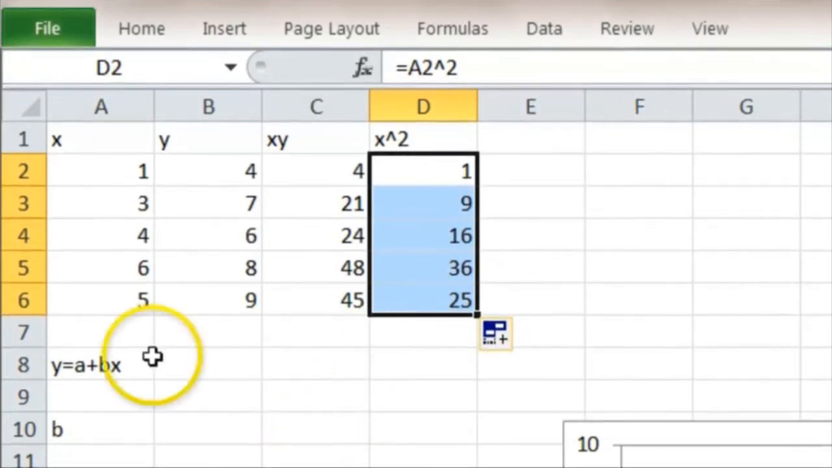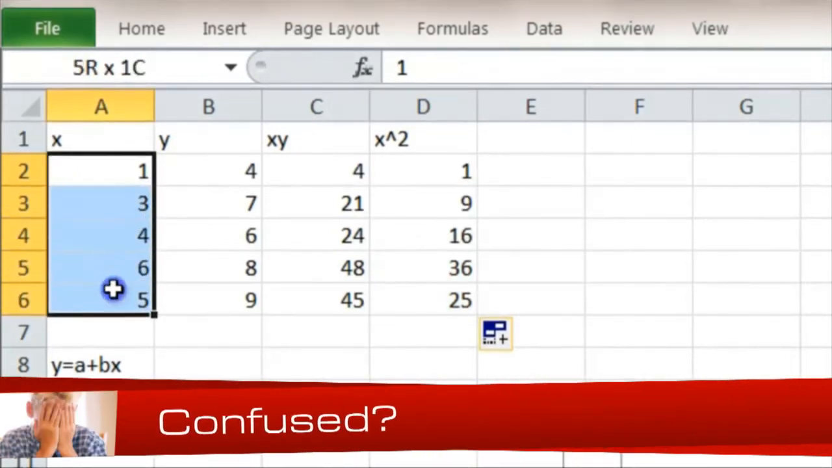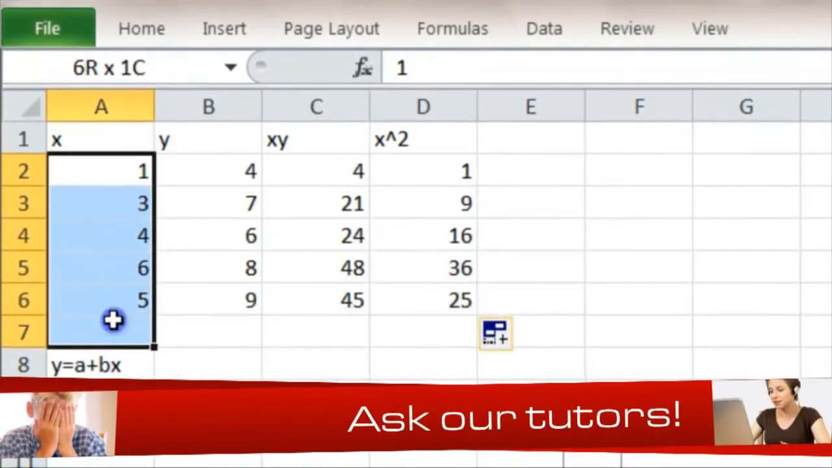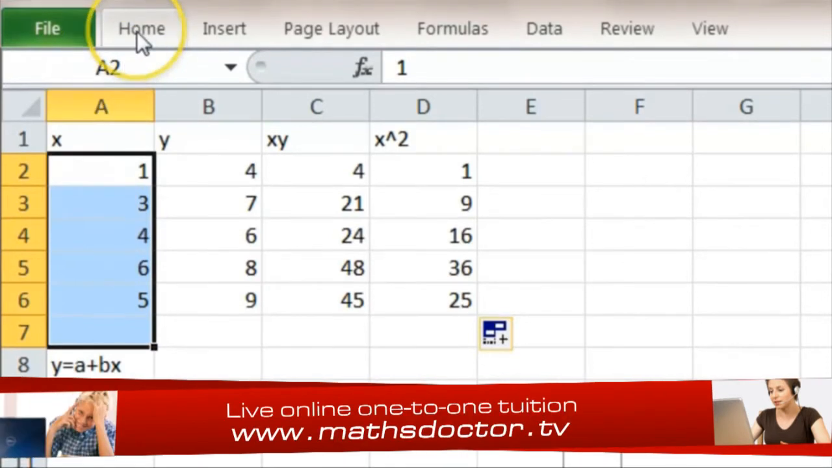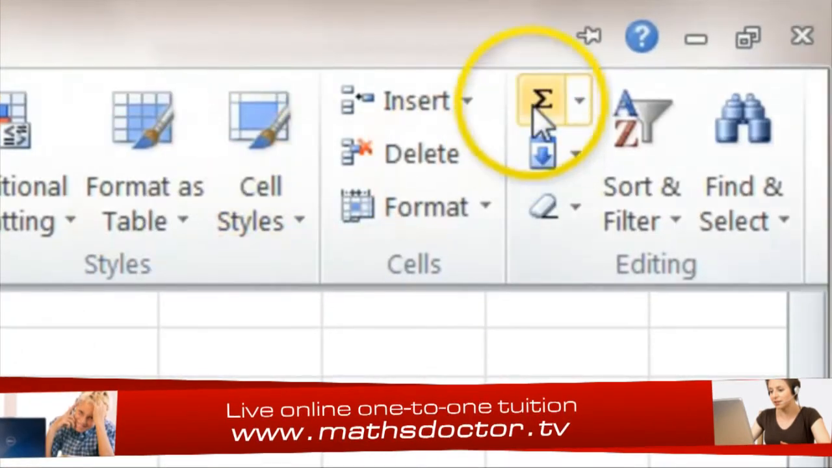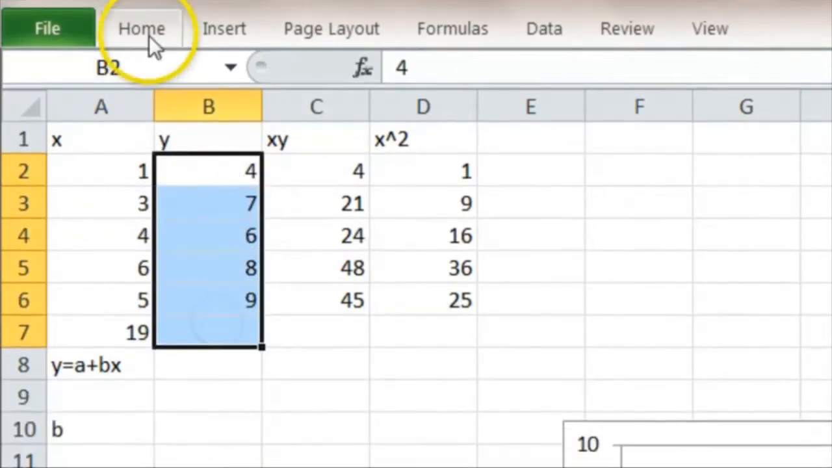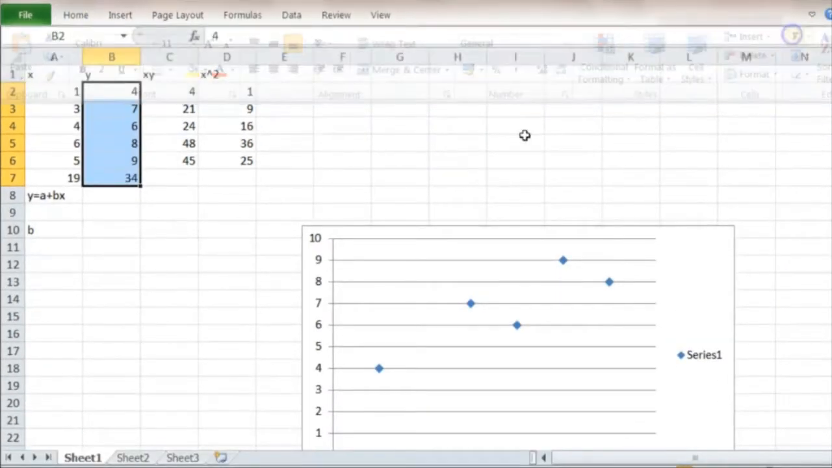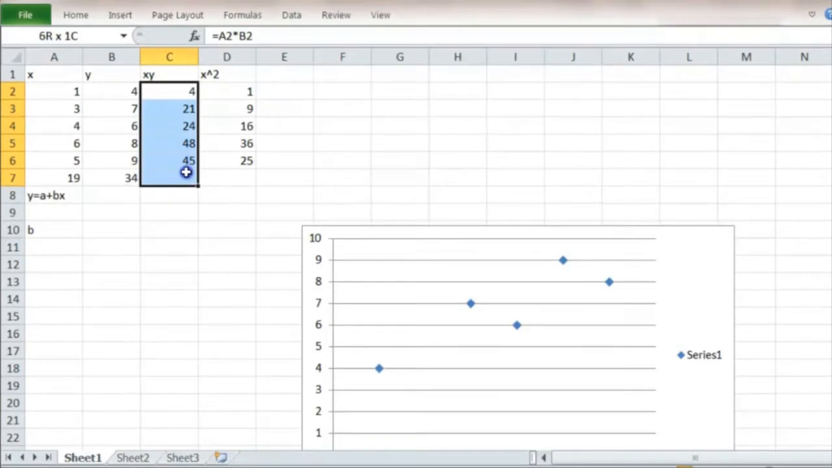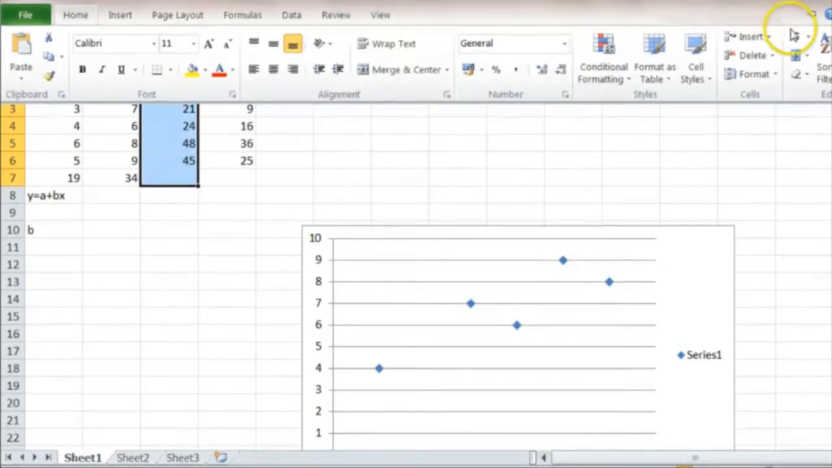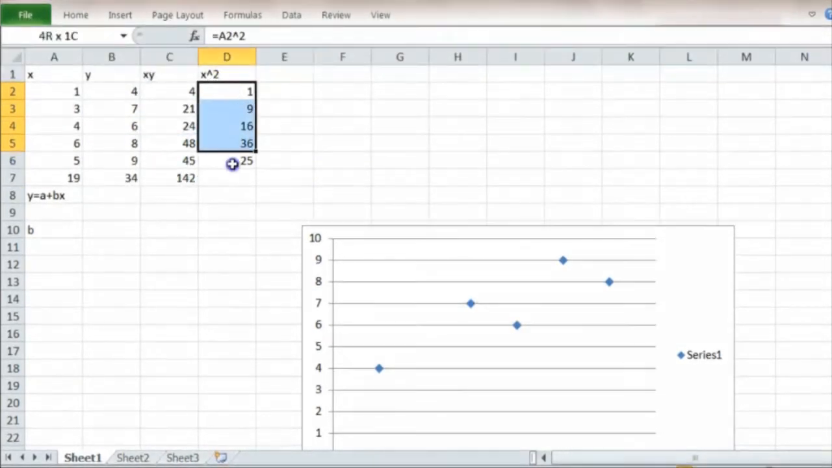We then have to add up these columns. So I'll click and drag down and put the totals in row 7, and we do a total by going to home and sigma. Same for y, home, sigma. xy, home and sigma, x squared, home and sigma.